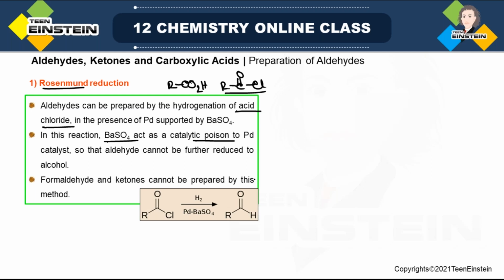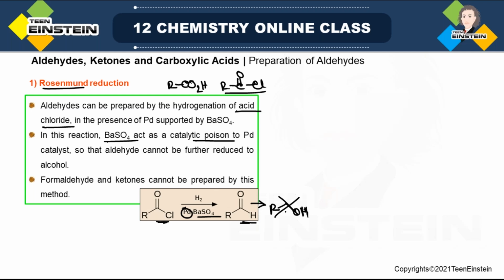Now what is a catalytic poison? Sometimes it may happen that the catalyst that you are using is so reactive that you will end up with a product which is not your desired product. So in this case, you are starting from RCOCl. Your purpose is to make aldehyde. But suppose you are not using BaSO4, you are using only Pd and H2, you can end up with some other products also. That is, further reduction can occur, and you will end up with RCH2OH. But that is not desired. We do not want it.